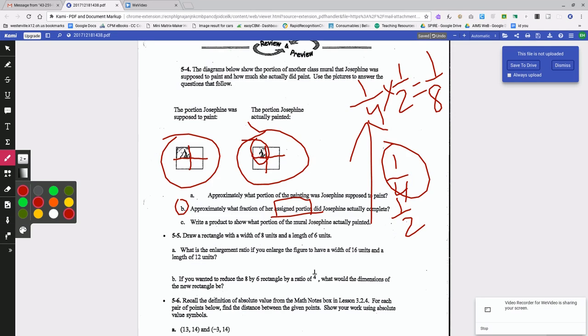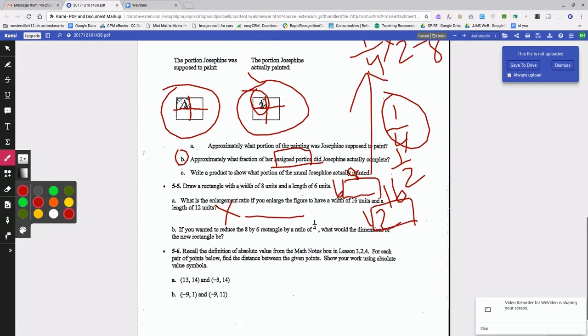Looking at the next one, you have a rectangle that's 8 by 6. If we were going to enlarge it to a 16 by 12, so now your sides went from 8 to 16 and from 6 to 12, hopefully right there you can find out what number it was multiplied by. Again, it got larger, so was it 1, 2, 3, or 4, etc.? You should be able to picture that right there.